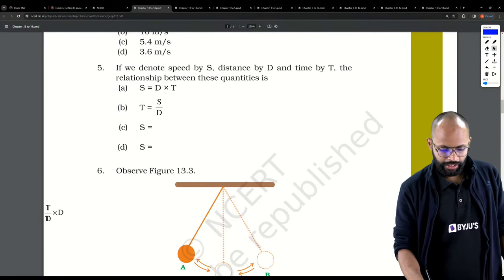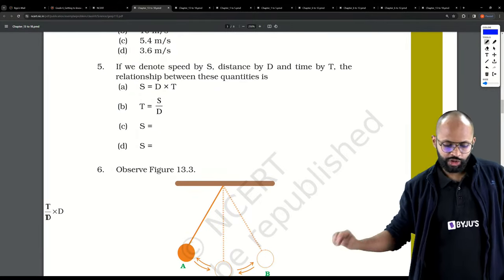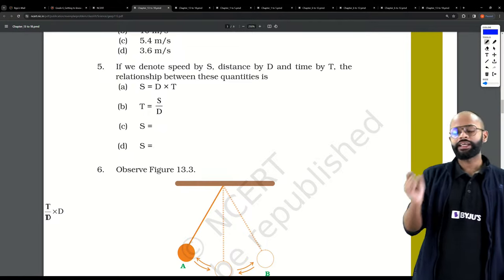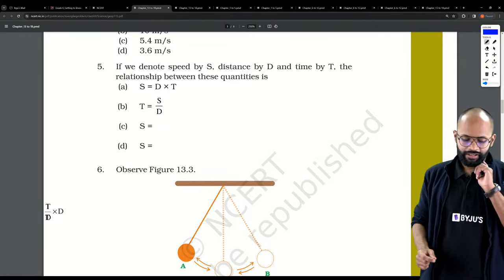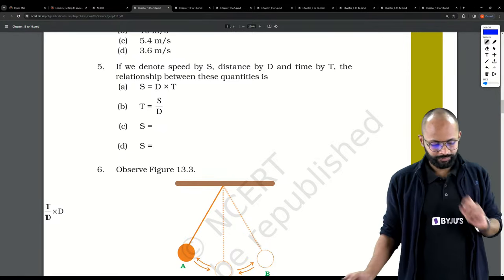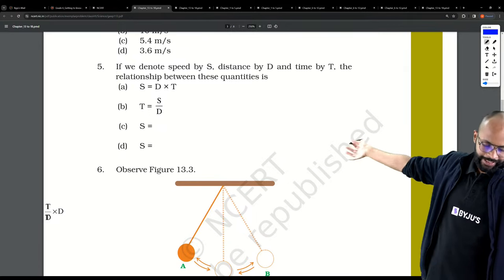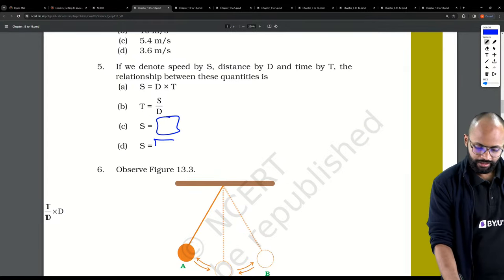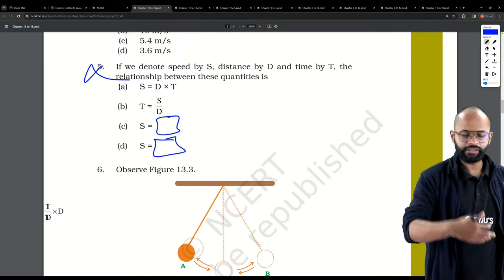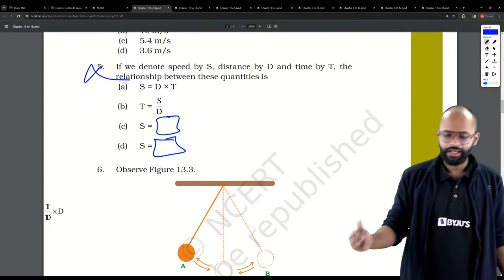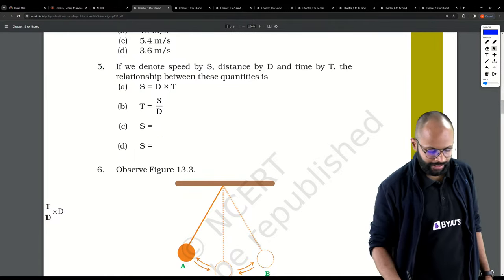Fifth question: if we denote speed by S, distance by D and time by T. This question itself is faulty, children. In the next question the option is missing, so the fifth question is invalid. Yes, Himshal, no problem, white is also fine.